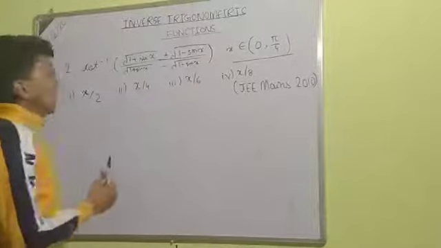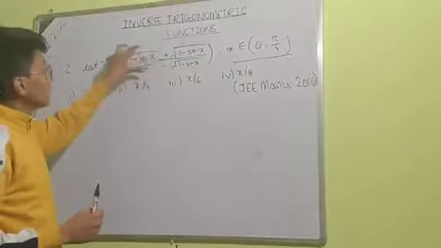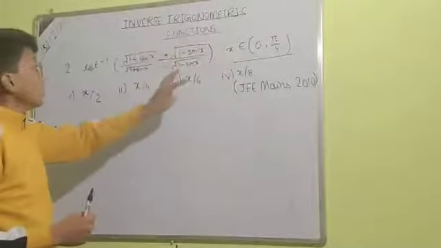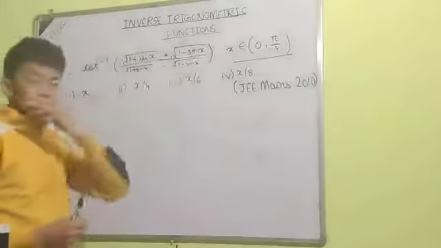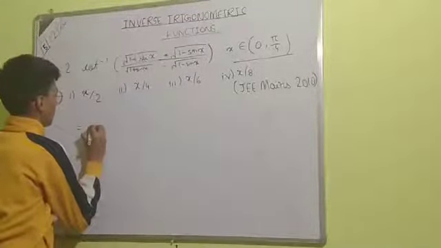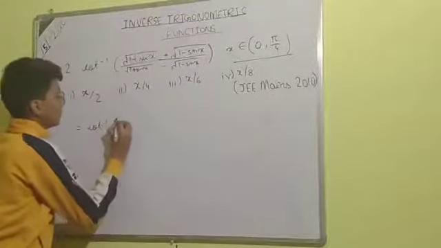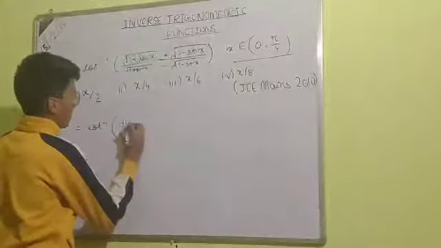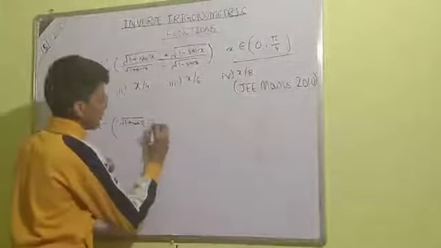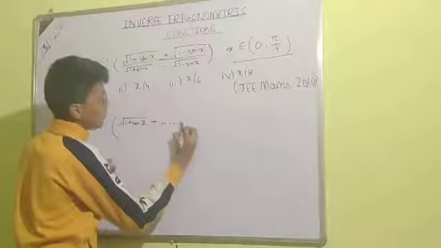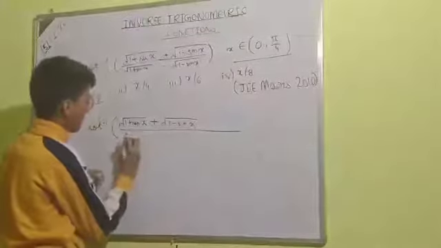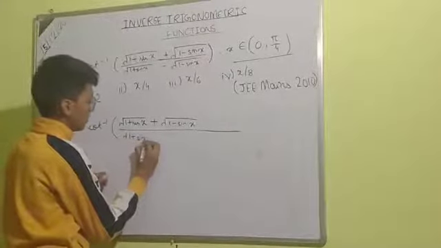So as we know that when this type of expression is given inside the bracket, we multiply it by the conjugate of this, that is we will do the same step here, that is cot inverse root 1 plus sin x plus root 1 minus sin x, we will multiply it.